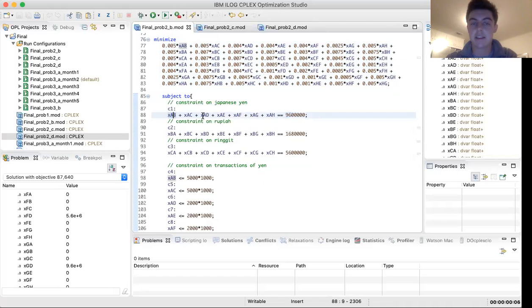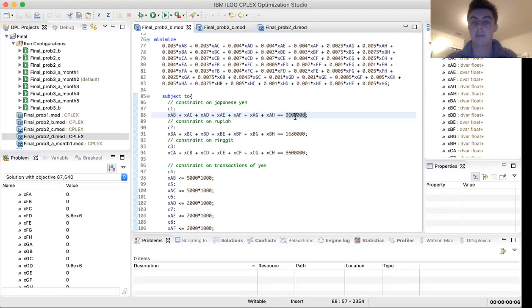XAB, XAC, XAD, these are all the lines that leave from Japanese yen. A to B would be yen to rupiah. A to C, yen to ringgit. A to D, yen to US dollar. Everything that leaves as a Japanese yen is bounded by $9.6 million.